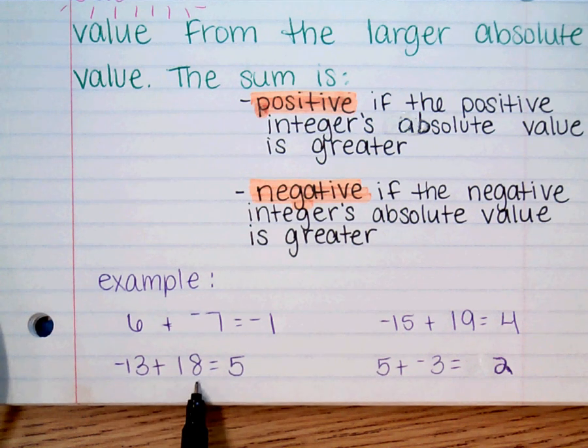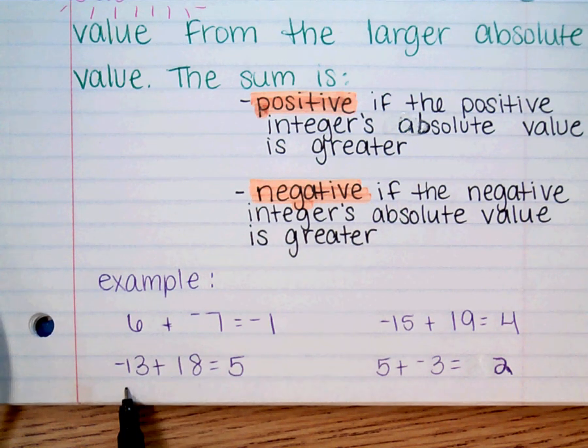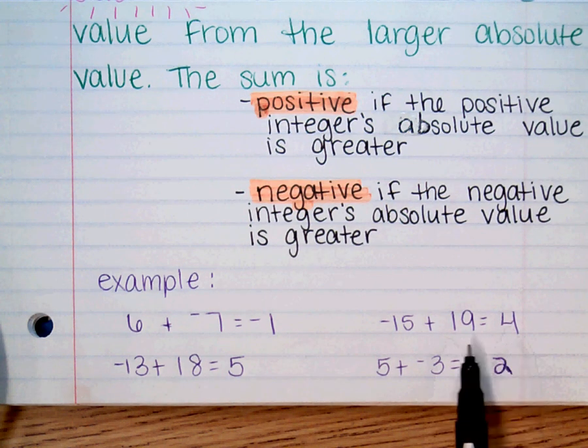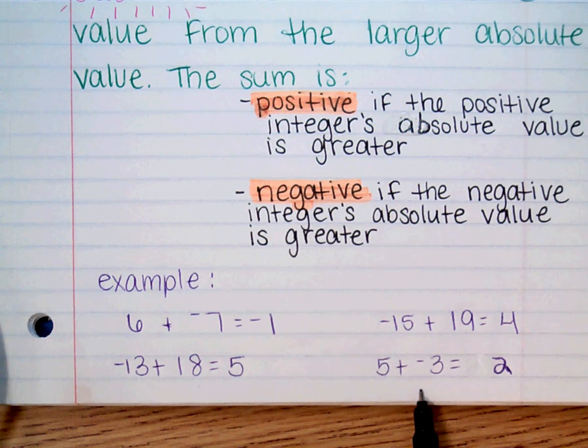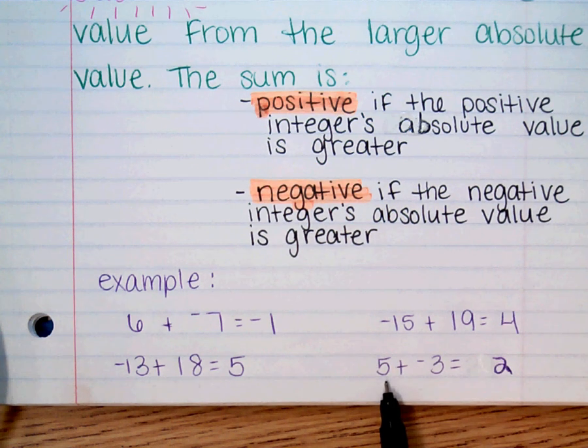For -13 plus 18, you subtract the values, you get 5, and then 5 has the sign of 18 because 18 has a larger absolute value than -13. For -15 plus 19, you subtract them and get 4. 4 has a sign of 19 because it has a larger absolute value. And then for 5 plus -3, that equals 2 because you subtract the absolute values, and then it takes the sign of the larger absolute value. In this case, it was the 5.